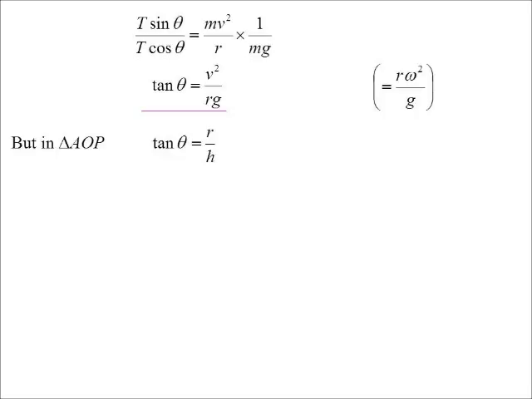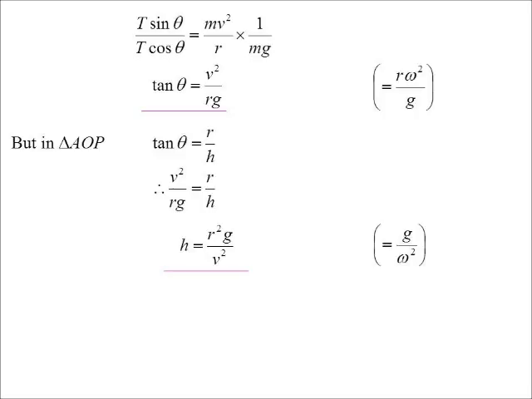But if you have a look at our triangle, the dimensions that we drew, the cone if you like, tan theta is the radius over the height. So I could substitute that in. v squared on rg is the radius over the height. I can rearrange this to find whatever it is I'm looking for. So if it was the height of the pendulum, I could rearrange this and say, oh, okay, I know the height is r squared g on v squared.